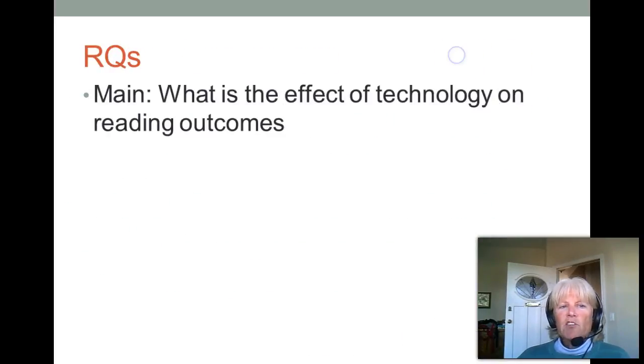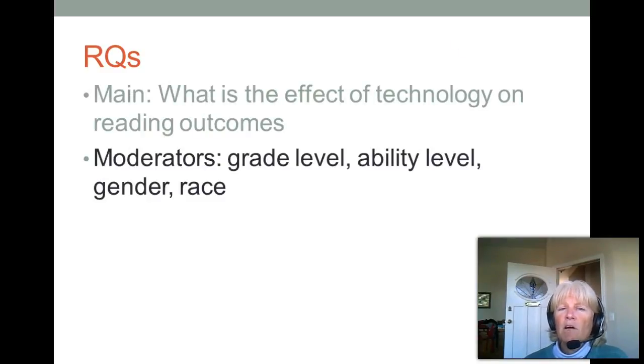So the main research question in the study, although it's not stated specifically, is what is the effect of technology on reading outcomes? And within that main question, the authors talk about a couple of sub-questions that they're interested in exploring. And they use two specific words to categorize these sub-questions. They use the word moderator and they use the word mediator.